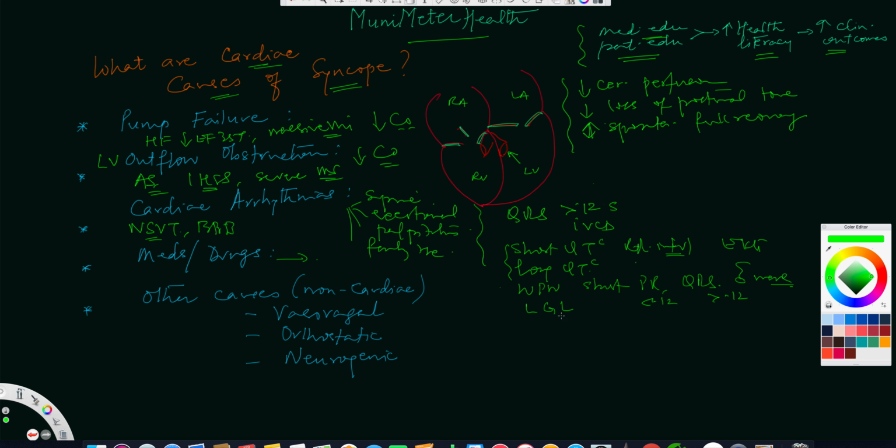You may have an LGL syndrome where there is only a short PR. So that's a short PR with other criteria not meeting. So you could have all these pre-excitation syndromes.